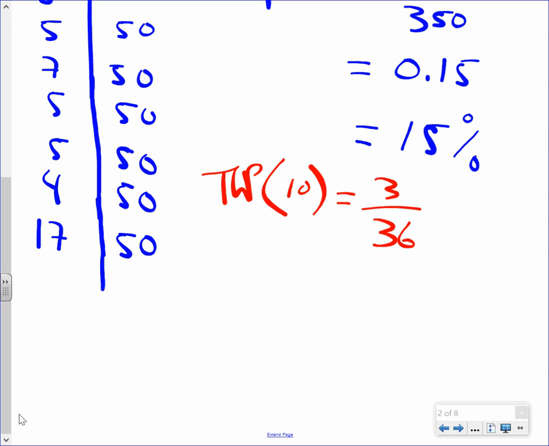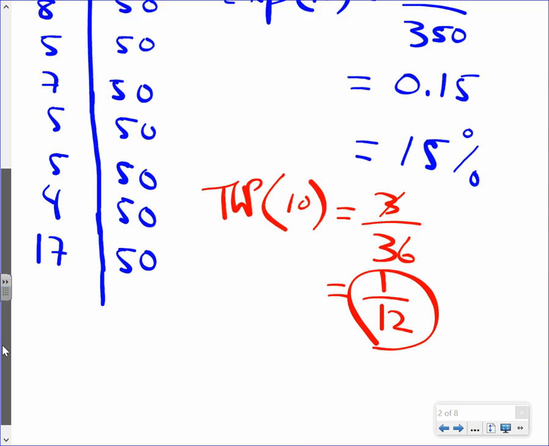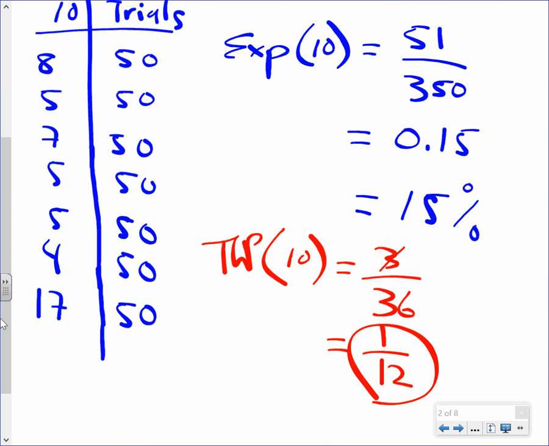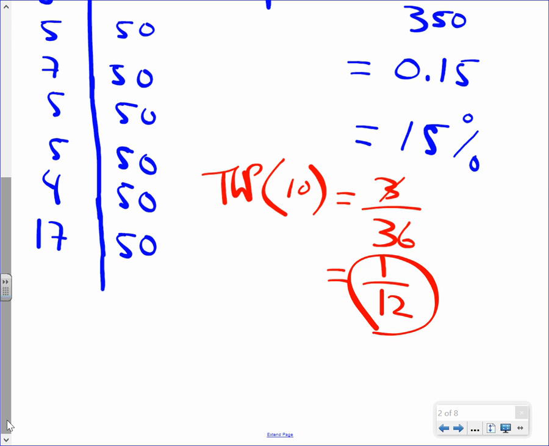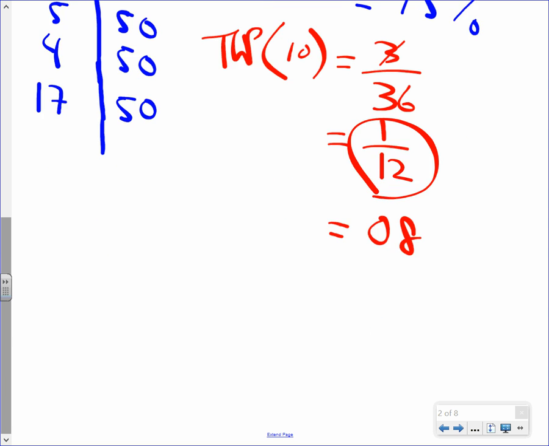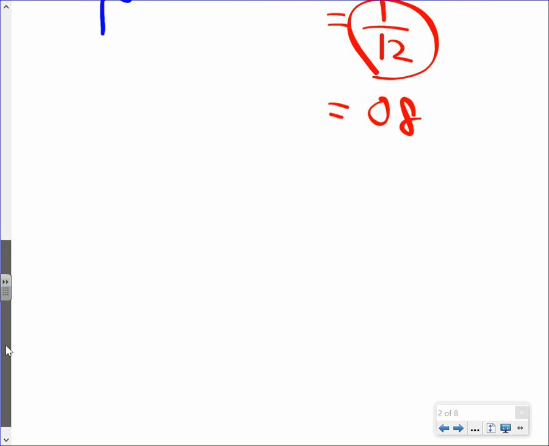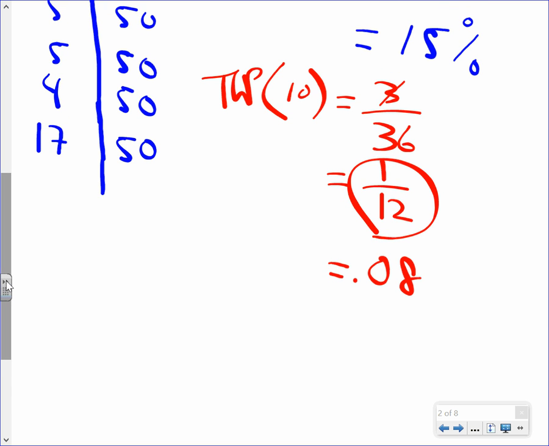Let me reduce that. 3 goes into 3 once, 3 goes into 36. Let's see, 36 divided by 3, I think is 12. Yep, 12. So there's my reduced fraction, 1/12, as opposed to the experimental one, which I couldn't reduce. But let's get the decimal. Let's see how close theoretical got to our experimental. Check this out. 1 divided by 12 as a decimal is 0.08, which as a percent is 8%.